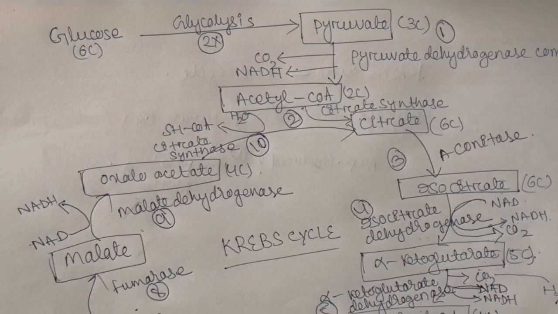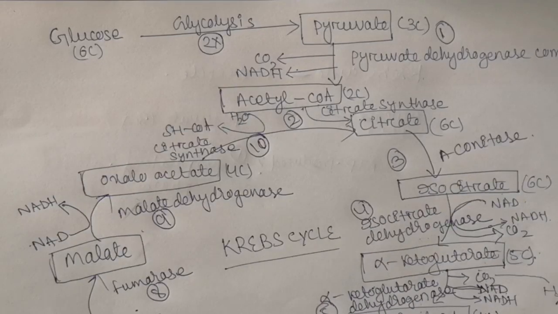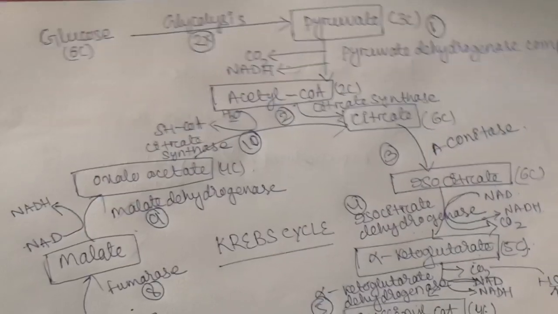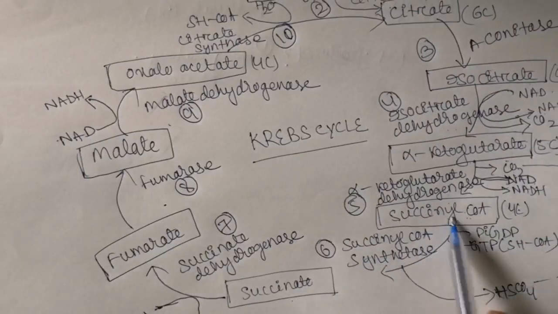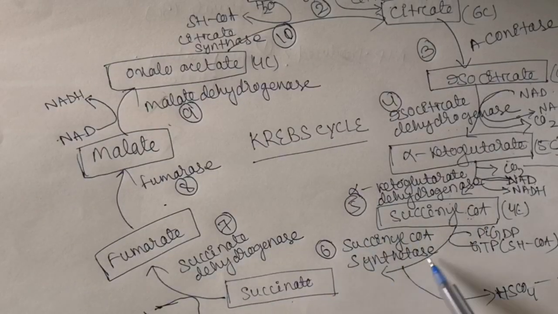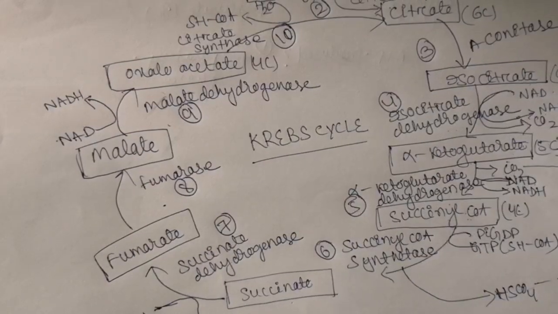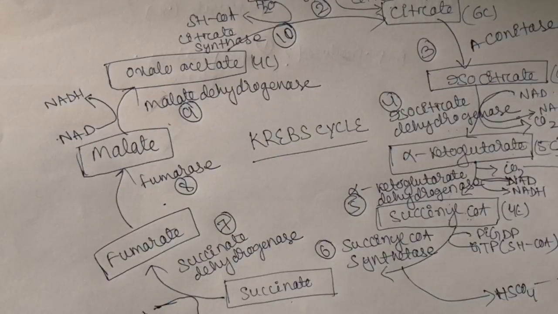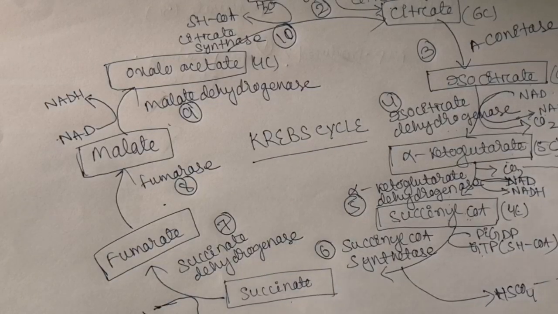Next, the succinyl coenzyme A, which is a 4 carbon compound, is converted into succinate by the enzyme succinyl coenzyme A synthetase. Along with that, in this reaction, a molecule of GTP is released.